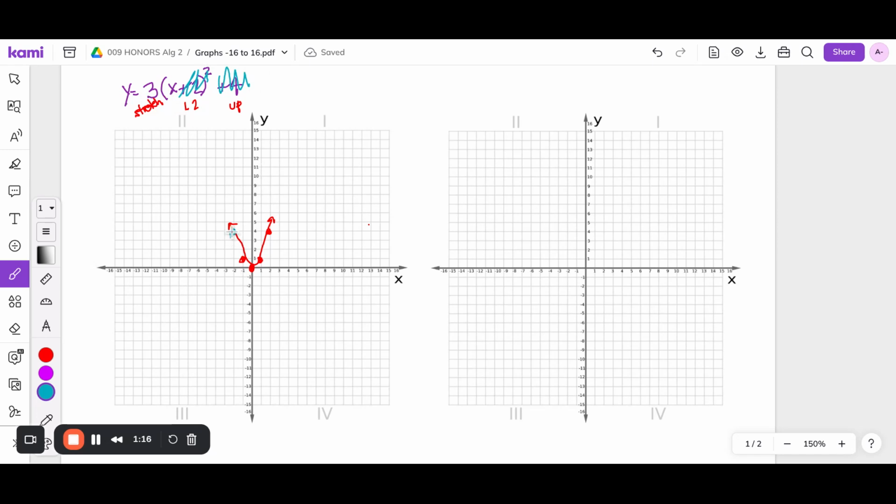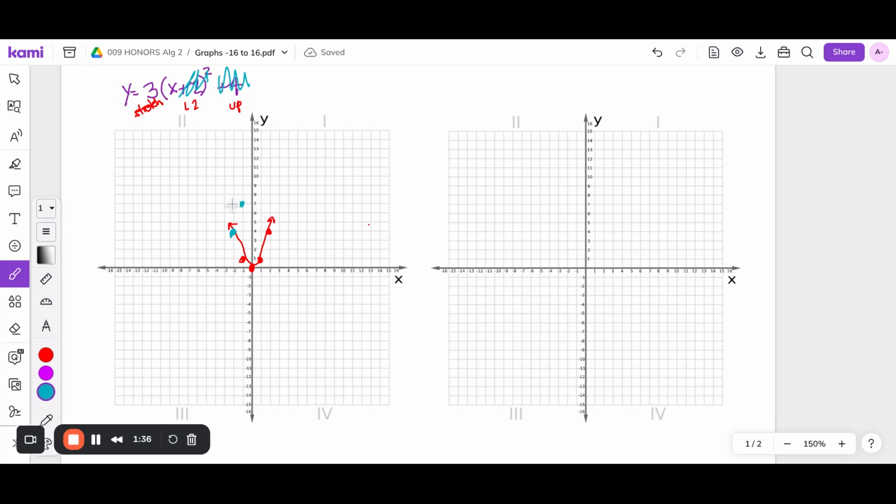So if this was 0, 0, then to the right of it would be my 1, x is 1. We know 1 squared is 1, but I have to multiply by that stretch of 3. So again, I go from here, 0, 0. 1 squared is 1 times 3 is up 1, 2, 3.